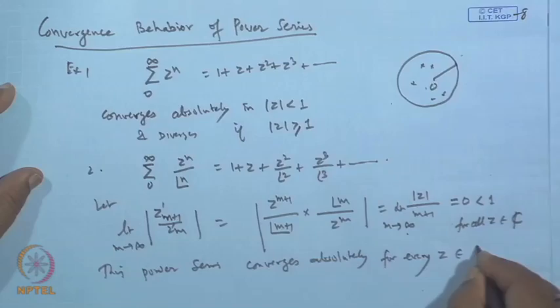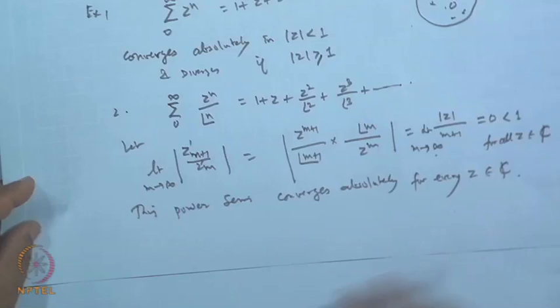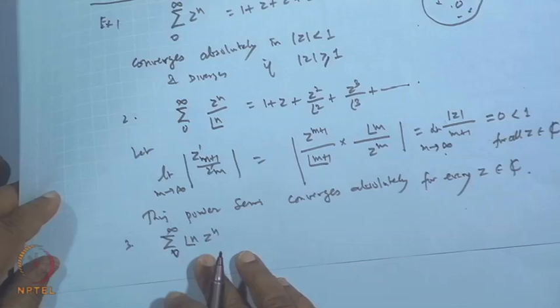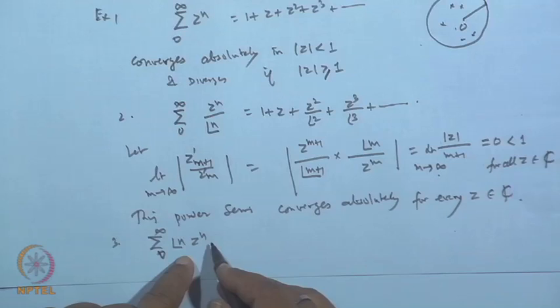Okay, that's it. Now let's look at the other series. Suppose I take a third example. Look at the series sigma factorial n z to the power n, n from 0 to infinity. The first term is 1, because it is 1 plus z and so on. Now if you look at the series, all the terms are positive, with mod z.